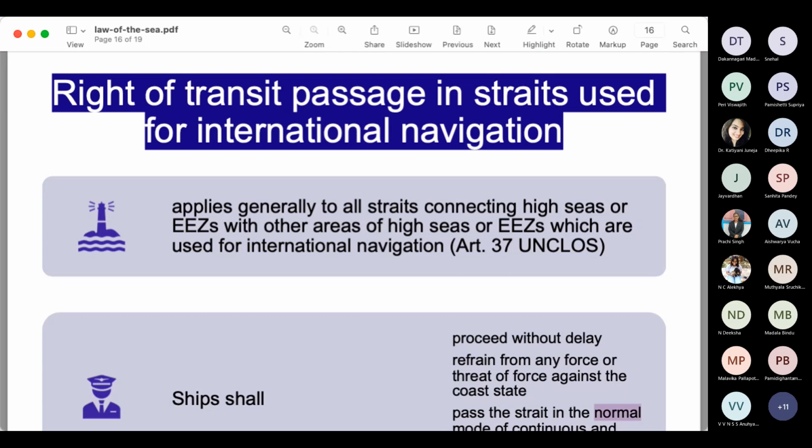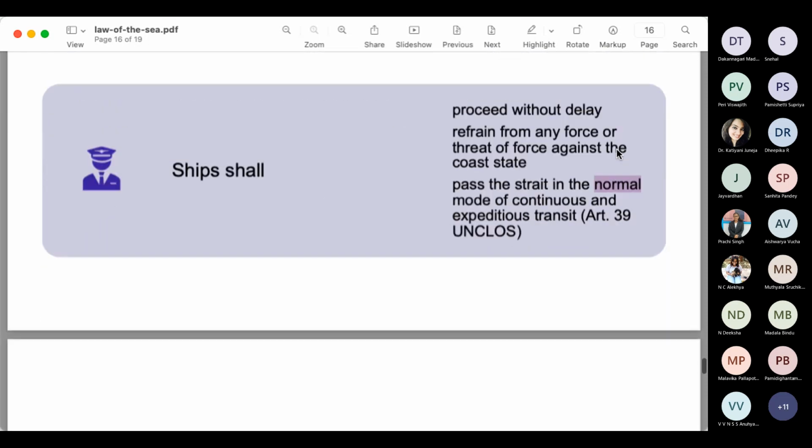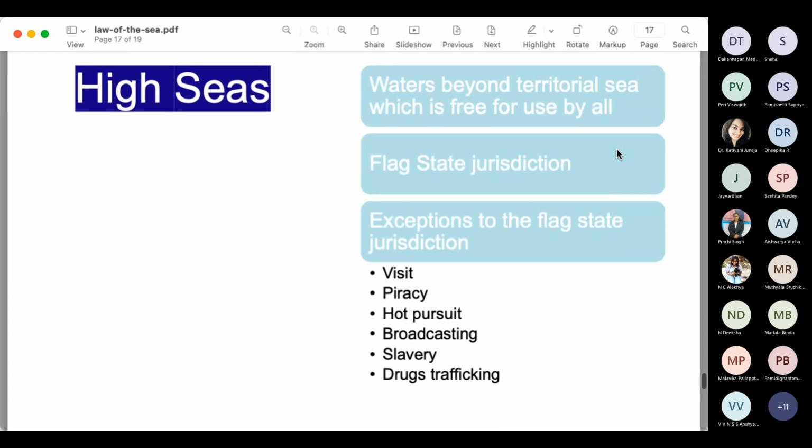Is it clear? So today we'll be talking about high seas, and how high seas are used for the notion of this law of the sea. High seas, as we know, are waters beyond the territorial sea, which are basically free for all to be used.